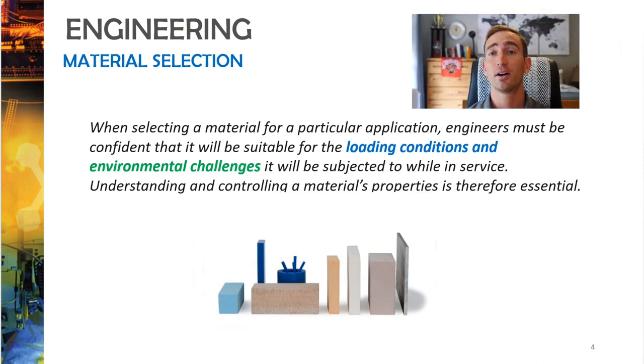Now, engineers care about a wide assortment of different material properties when they're designing mechanical and structural systems. Most importantly, though, the two things they care about are, one, that their structure has to survive all the loading conditions that it's subjected to, so they have to make sure that the materials are strong enough to sustain the forces that they're experiencing. They also have to make sure that the materials that they select for their system can survive any environmental challenges that come their way.